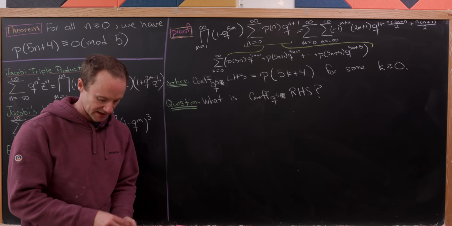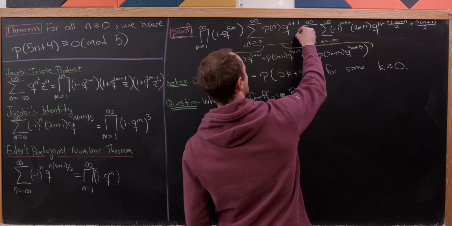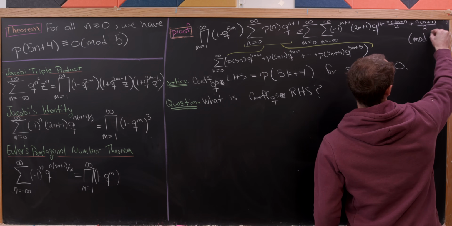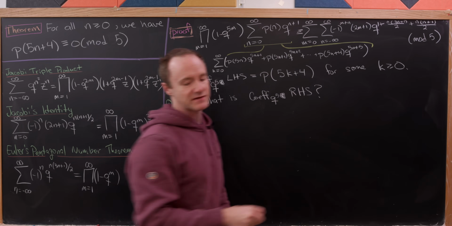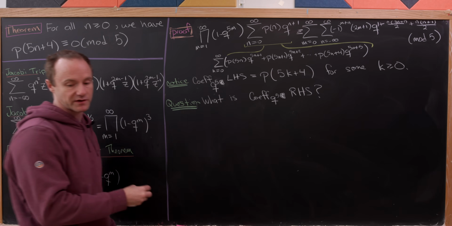the right-hand side. Oh, and I made a tiny mistake here. This is not equal, this is congruent mod 5. So let's write that down. So this is congruent mod 5. That's important. And now to answer this question, we'll do a quick calculation.